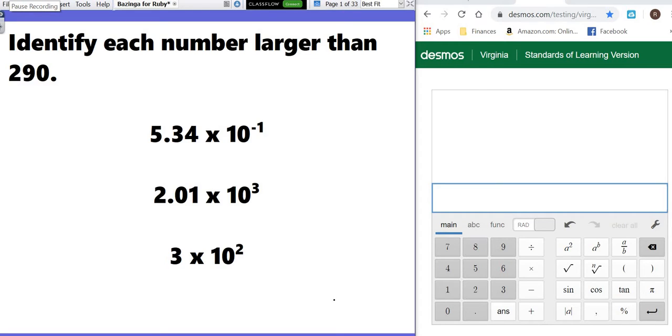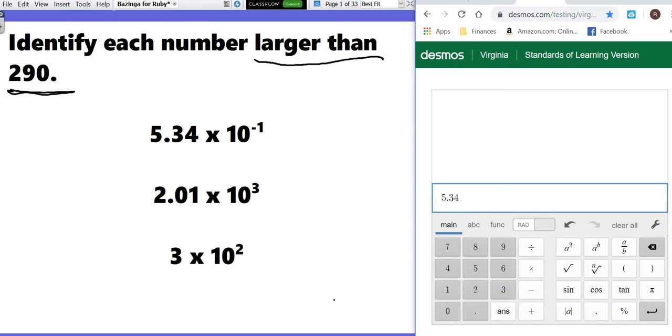Okay, here is Flashback Friday number 4 review. We're going to start by looking at scientific notation. It says identify each number that is larger than 290. So basically what we're going to do is put these into our calculator.